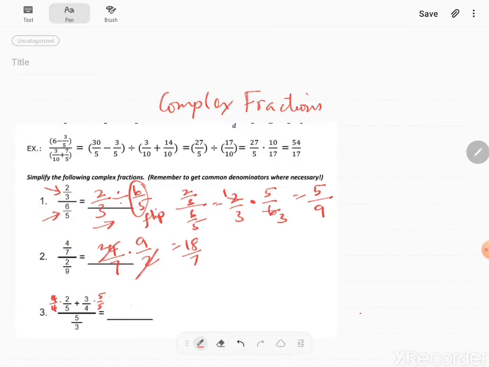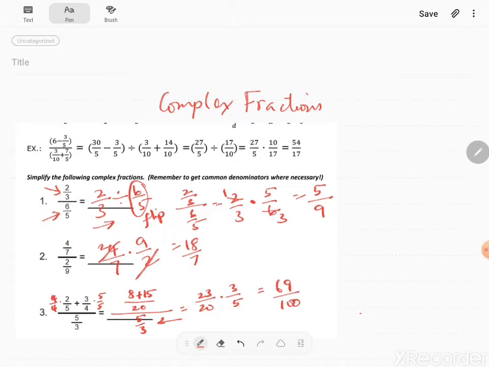So we have here common denominator 20, and on the top we'll have 8 plus 15, and we still have our 5/3. So 8 plus 15 is 23, sorry, 23/20 times, now we can flip this guy, which is 3/5. Nothing is canceling, so the answer would be 69/100.